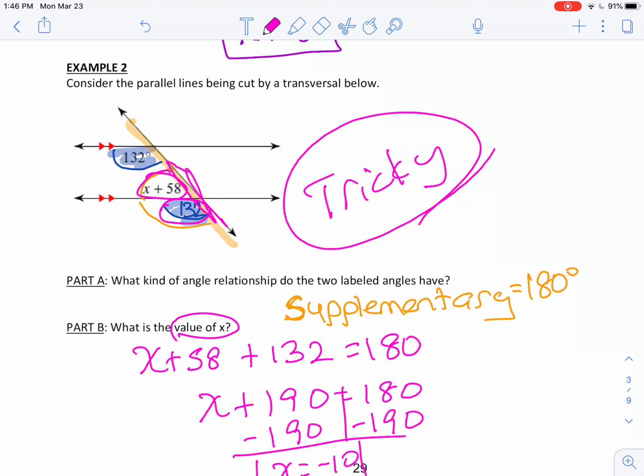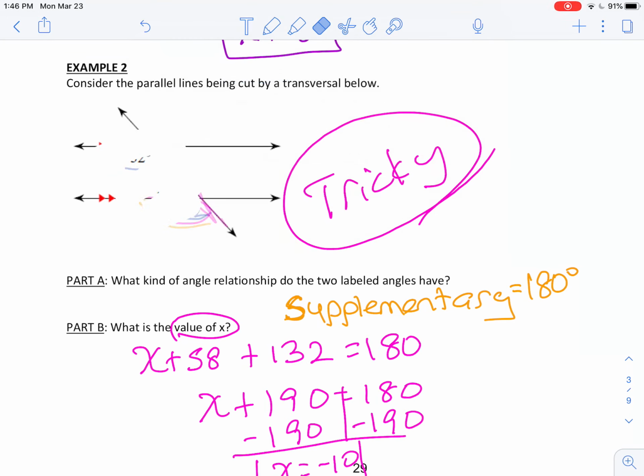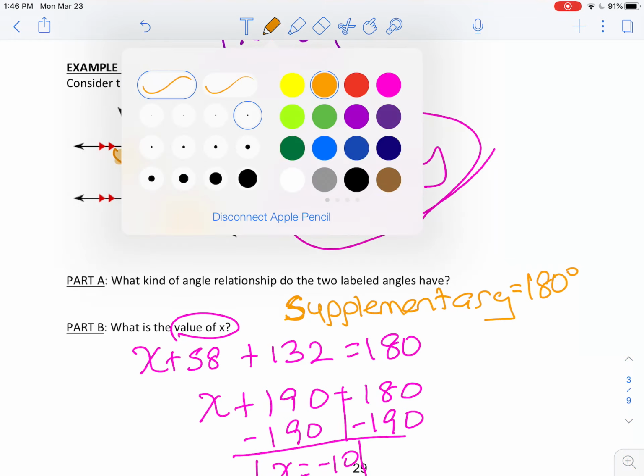This one's a little tricky. You can write tricky here, but it comes back again and again. So let's just make sure that we know what we did here. Sometimes this doesn't erase the whole entire thing at the beginning. What we did here is we said that this angle and this angle are corresponding. So if that top angle is 132, the bottom angle is 132.